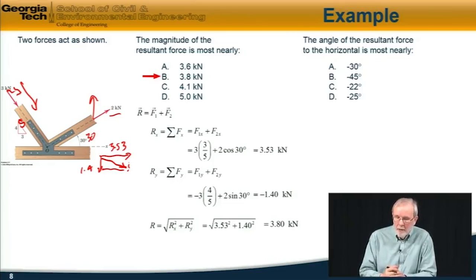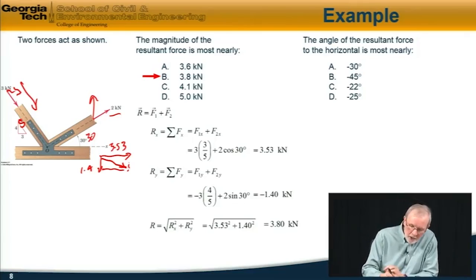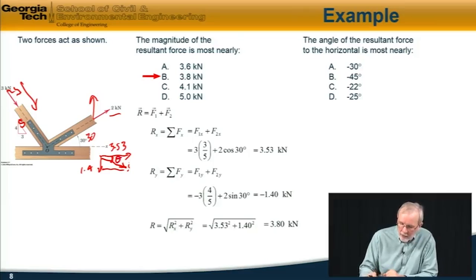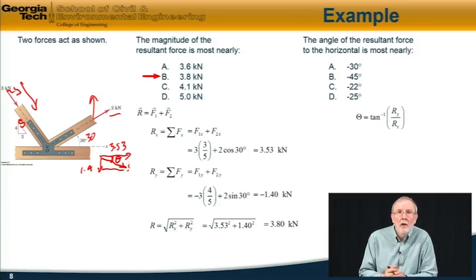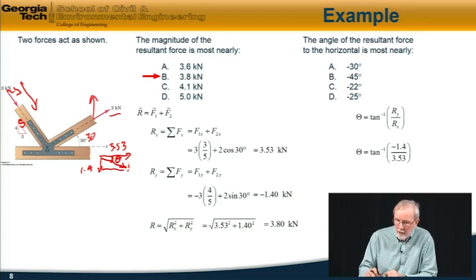Continuing with the same example, the next question is, the angle of the resultant force to the horizontal is most nearly which of these alternatives? So the angle is this angle right here. I'll call it theta. So that angle is the arctangent of Ry over Rx, which is arctangent of negative 1.4 over 3.53, which is equal to minus 21.6 degrees. So the closest answer is C.